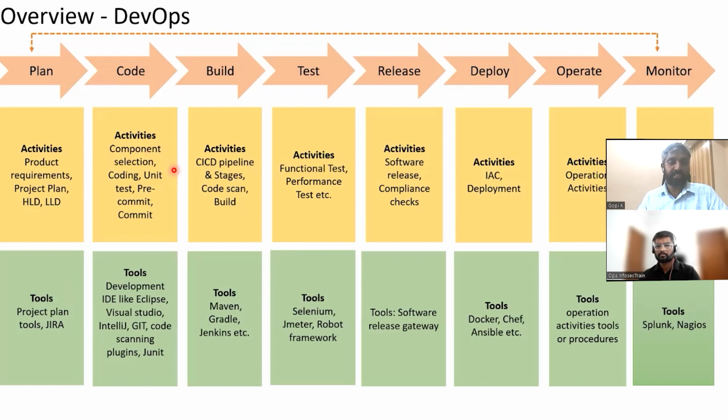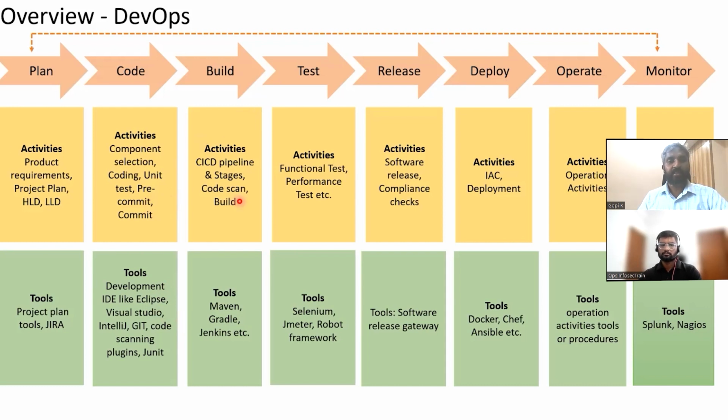Once we come to the coding phase, there is component selection, third-party component selection, which we will do for our application or solution. Then we do the coding implementation, unit tests, and pre-commit checks. Then we commit into the repository, like GitLab or Bitbucket, any repository. On the tools side, the development IDE, mostly Eclipse, Visual Studio, IntelliJ, Git, and code scanning plugins as part of our plugins, JUnit. We use these tools to execute the activity.